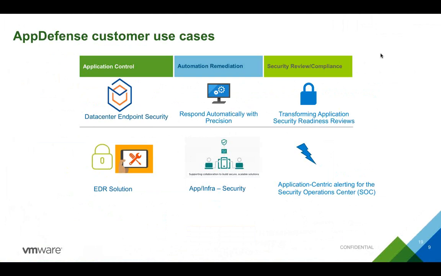Based on interaction with customers over the last 4.5 weeks, these are a few of the use cases that I have come across from talking to customers and to the early field trials who have been deploying this solution in their dev, test, and production environments. The major use case of App Defense is in the world of application control. So it is basically an endpoint detection and response system, where you can create data center application endpoint security using application control.